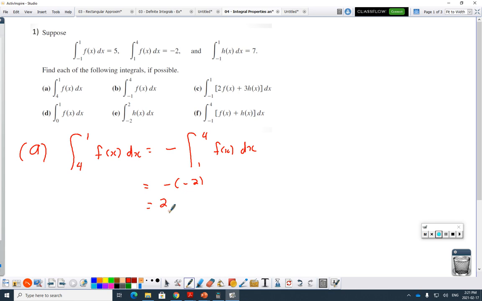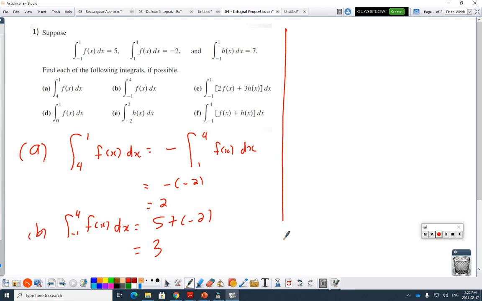Let's try B and see if B helps you to see where these things are getting at here. It says find the integral from -1 all the way to 4 of f of x dx. The only information we have is from -1 to 1 and from 1 to 4. What can I do with those two areas to get my full area from -1 all the way to 4? Add them together. This one says go from -1 to 1. This one says go from 1 to 4. So I've just got to go 5 plus -2. And the subtracting areas is weird. And basically what we're saying is net area. The positive area, subtract the negative area.